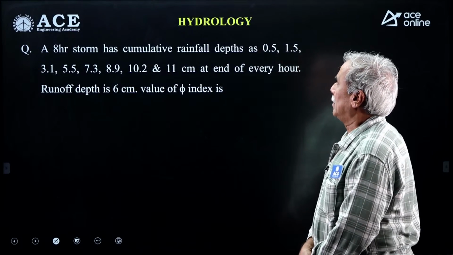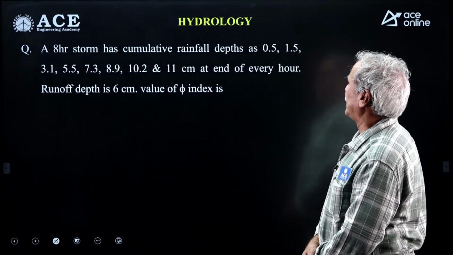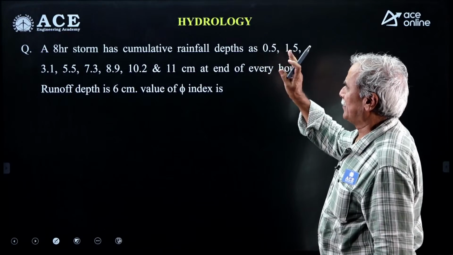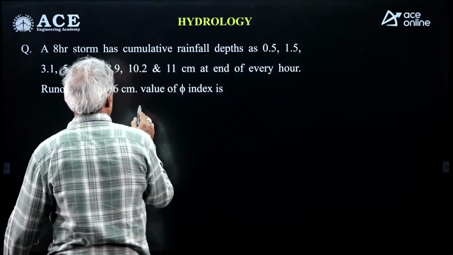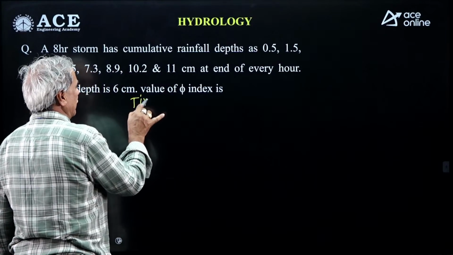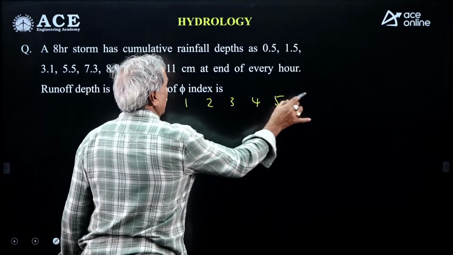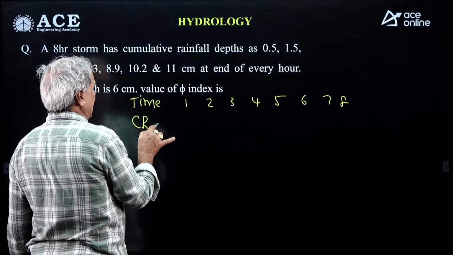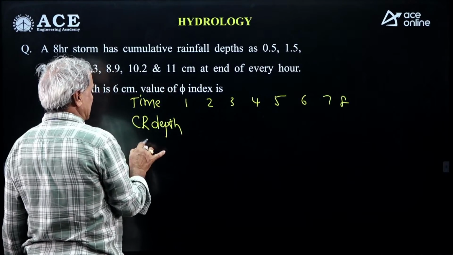Dear friends, first question on hydrology. An 8-hour storm has cumulative rainfall depths 0.5, 1.5, 3.1, 5.5, 7.3, 8.9, 10.2, 11. So let us take the time: 1, 2, 3, 4, 5, 6, 7, 8. Cumulative rainfall depth is given. That is not necessary for us.